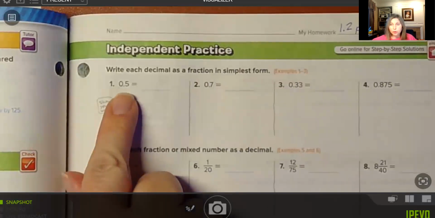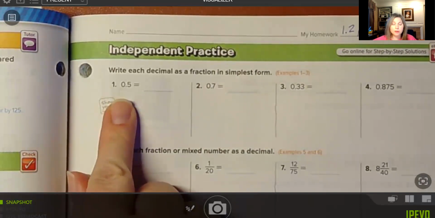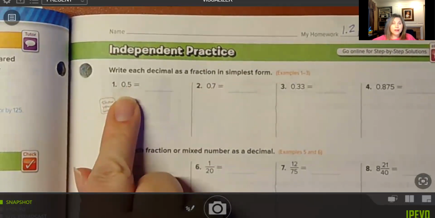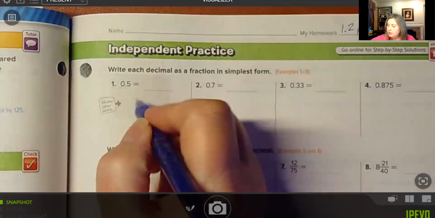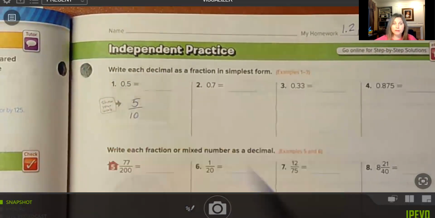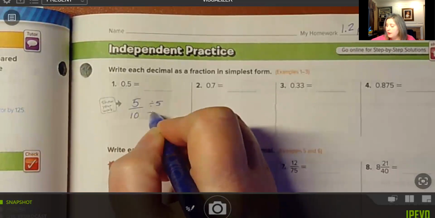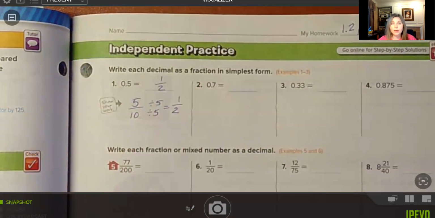So instead of reading this as 0.5, we want to read it with the proper place value. The reason we want to do that is because it will help us to change it into a fraction. When we know our place value, we know that this is 5/10. So when we want to write it as a fraction, that's easy to do because it's the same number, 5/10. Then we look at 5 and 10, and we see that they are both divisible by 5. They have a GCF of 5. When we divide the numerator by 5 and the denominator by 5, we get 1/2. So in simplest form, our fraction is 1/2.